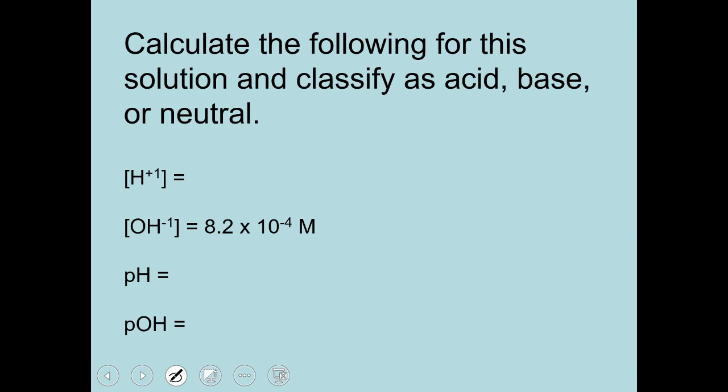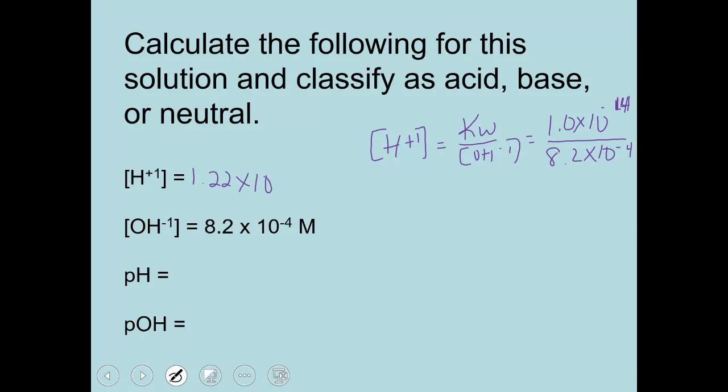Okay. So here we're trying to calculate the hydrogen. So we have to take the Kw and divide by the hydroxide this time. So it's always 1.0 times 10 to the negative 14. And we have to divide by the 8.2 times 10 to the negative 4. Hopefully you can see that. So 1 times 10 to the negative 14 divided by 8.2 times 10 to the negative 4. And I got, for the hydrogen ion concentration, 1.22 times 10 to the negative 11.